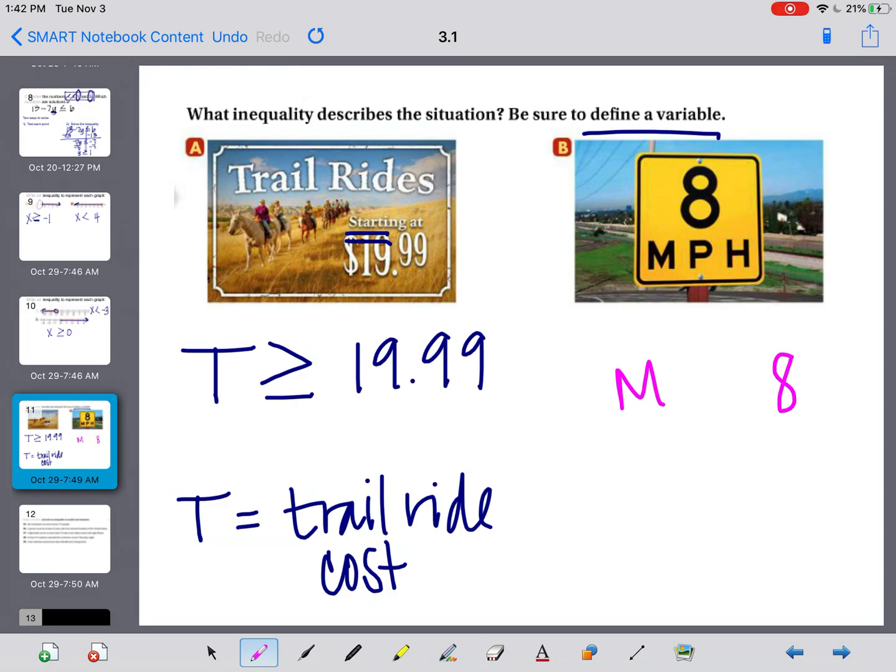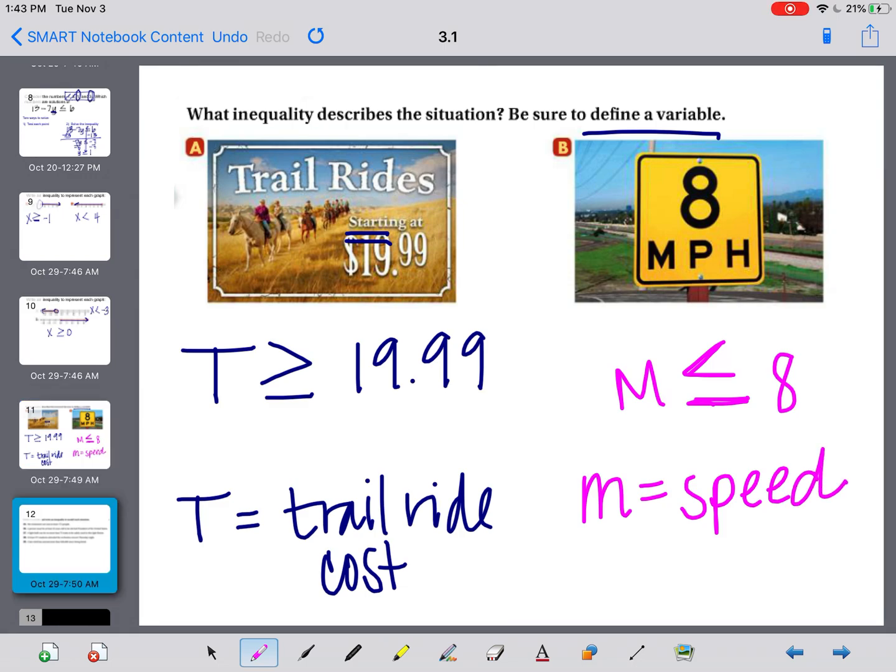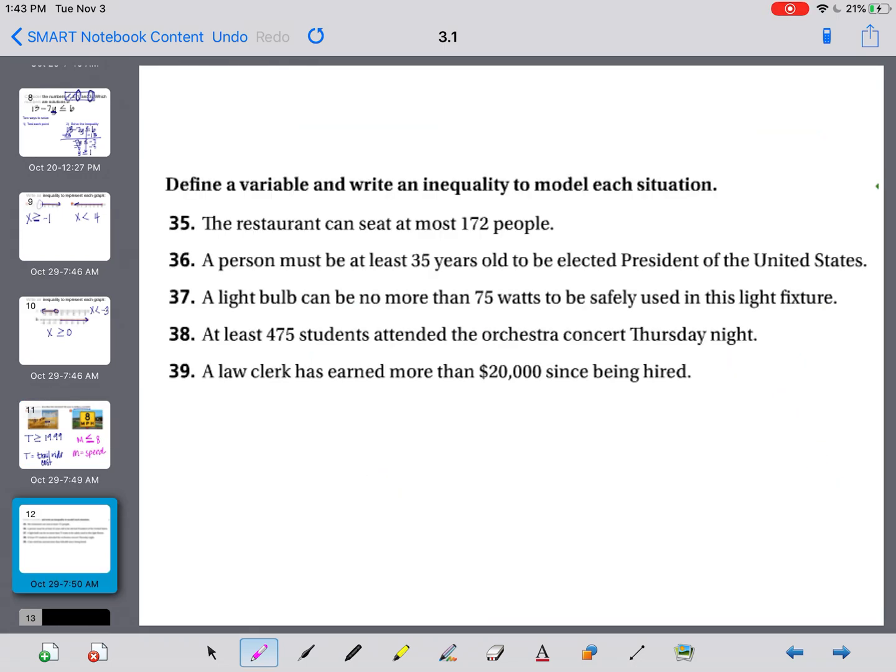Okay, 8 miles per hour, that speed limit sign means that 8 is probably the lowest that I should go. Actually, that is the highest I should go because it is a speed limit sign. I'm not sure where that one's from. But it's a speed limit, so my speed could be equal to 8, probably should be equal to 8, but it also could be less than 8. Okay, and M is going to be my speed.